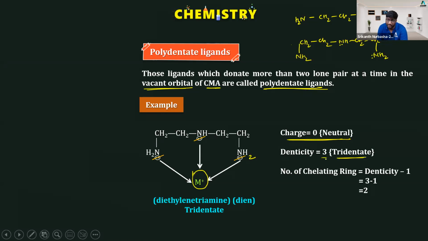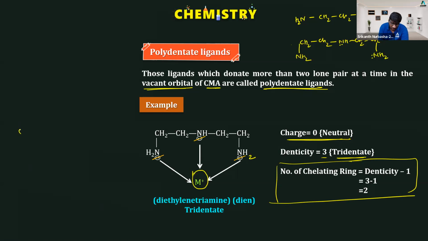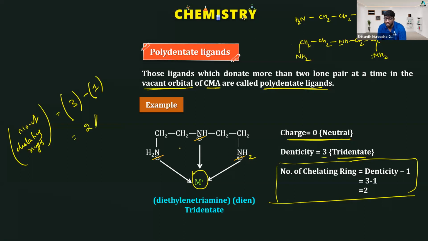Number of chelating rings. With one ligand, how many rings are formed? You are getting 2 rings. So write down this formula. Number of chelating rings is equal to denticity minus 1. Denticity is how much? 1, 2, 3. 3 electron donor atoms are there, minus 1. So 3 minus 1, that will be 2. So 2 rings are formed. So if it is a tridentate ligand, with one ligand, 2 rings are formed.